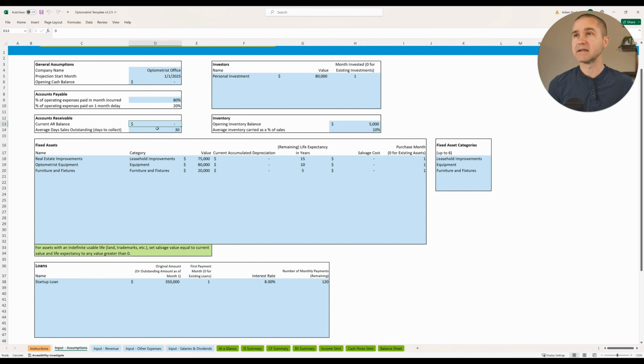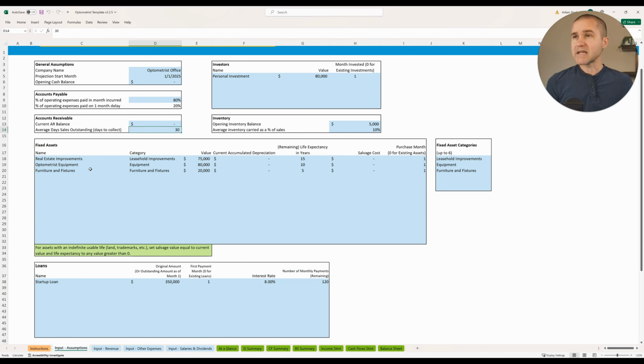On the accounts receivable side, since this is a startup, we have zero AR balance to start, but our customers are going to pay us on average in 30 days. So if you're billing through insurance and you expect it's going to take a while after you provide the service to get paid, you're going to put in the number of days you think it will take to get paid on average. Now, if you're not accepting insurance and you're cash payers only, then this number would be a lot shorter. It'd be zero. You're getting paid at the time of service.